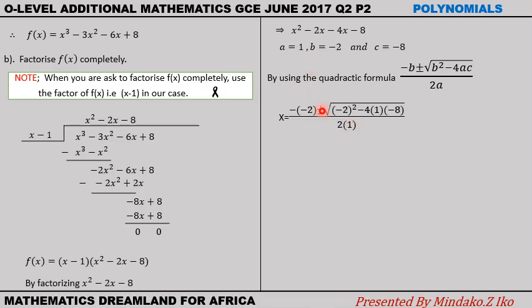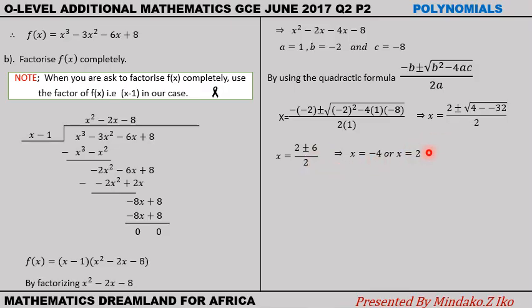You notice it, right? It will imply that negative times negative is positive. That is why we have the positive 2 here, and then plus or minus. Now negative 2 squared is 4, and negative 4 times negative 8 is positive 32, and then the negative will combine with the other negative to give me positive, then divided by 2, since 1 times 2 is 2. At the end of the day, my x will be equal to 2 plus or minus 6 divided by 2. It implies that my x is 4 or x is negative 2.